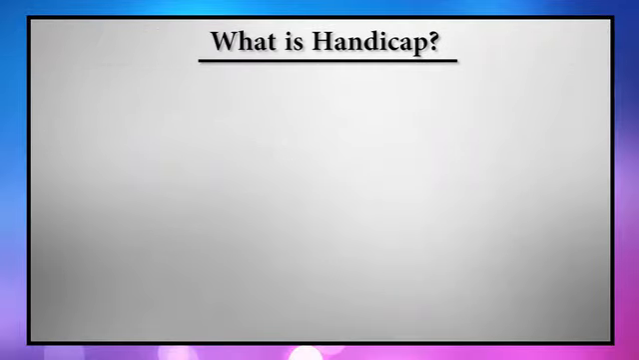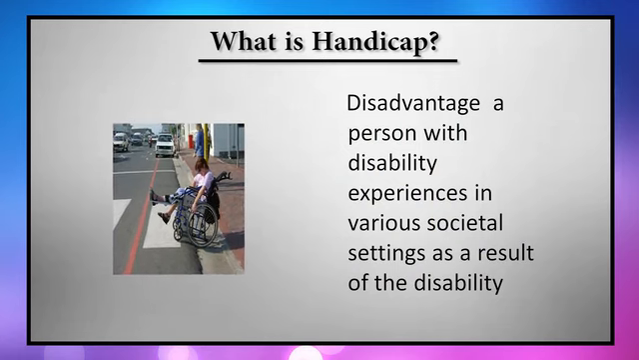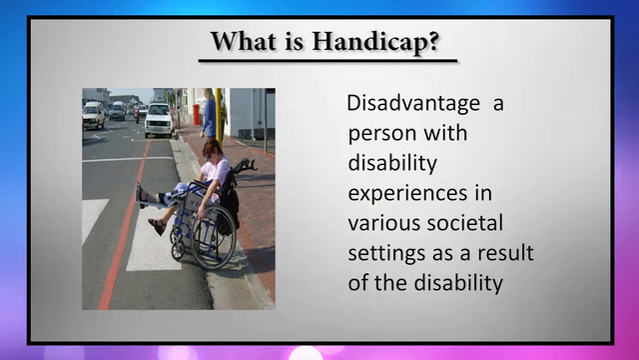Now, what is handicap? Handicap actually takes place due to societal restrictions. For example, look at this picture where a person is trying to cross the road in a wheelchair. It is easier for a person to handle a wheelchair if the level of the road is uniform. But here, what we find is that she has to climb down from a little higher position in order to handle her wheelchair. So, it is a disadvantage a person with disability experiences in various societal settings as a result of the disability.